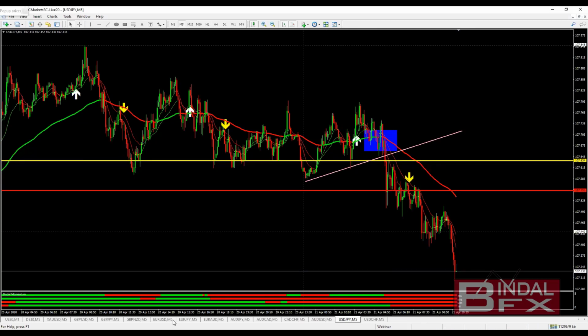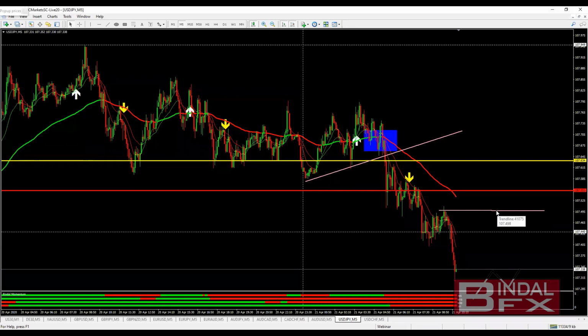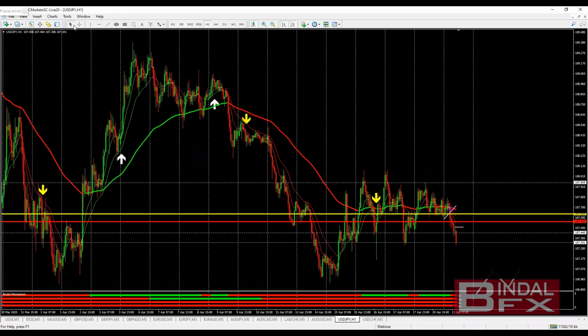Exactly, yeah, it needs to pull back minimum to the red pivot. So if you say that this is 0.1 here, at a minimum it'd need to pull back here. But ideally, like I said, what I'd like to see is that low taken out on the hourly chart, because right now you can see that it could potentially provide a bit of support.